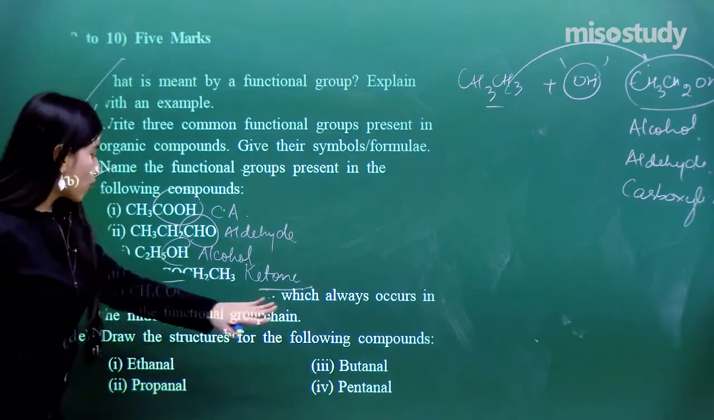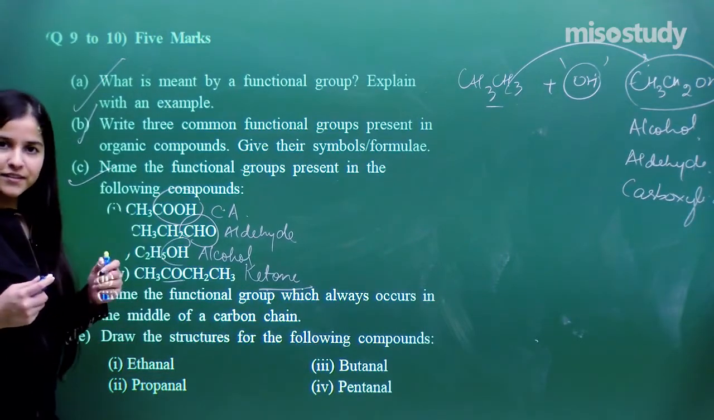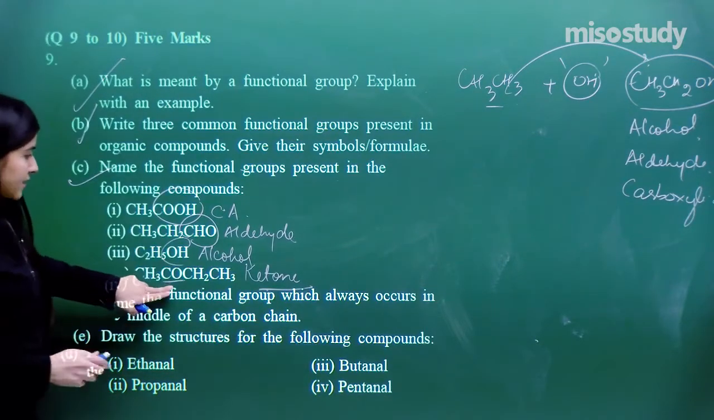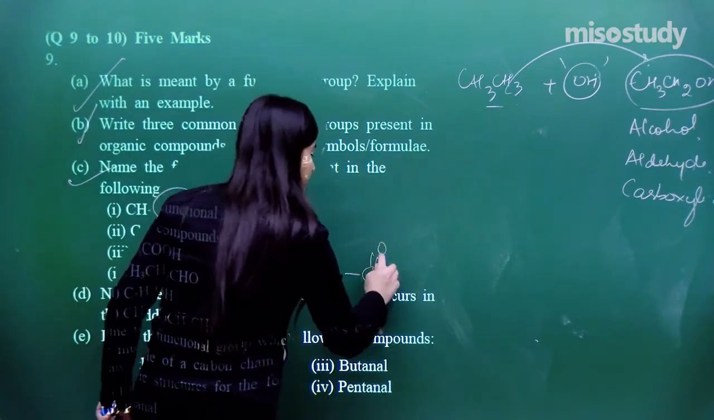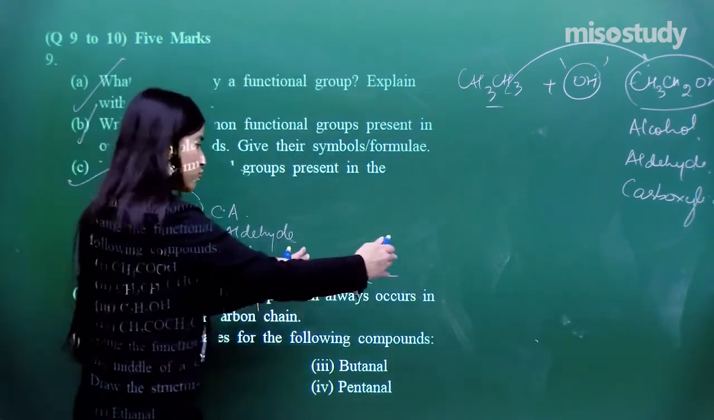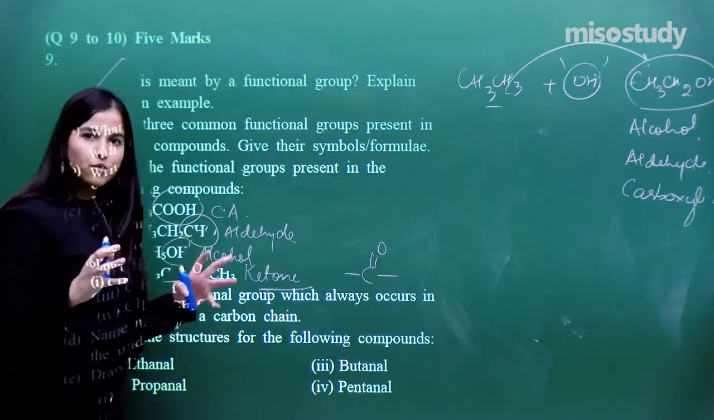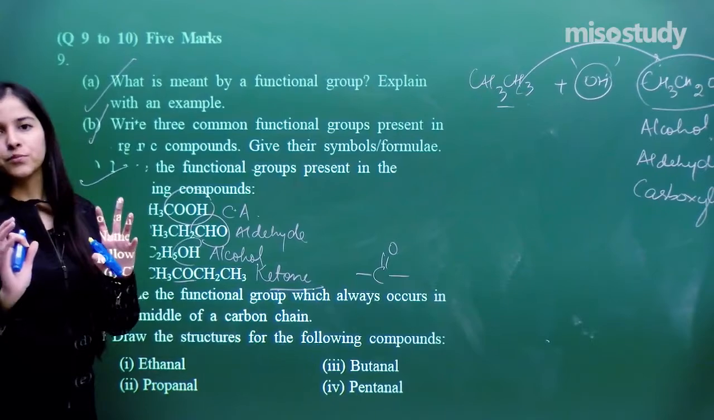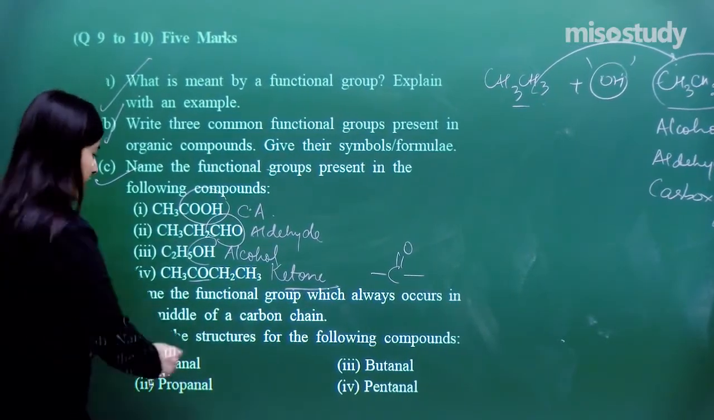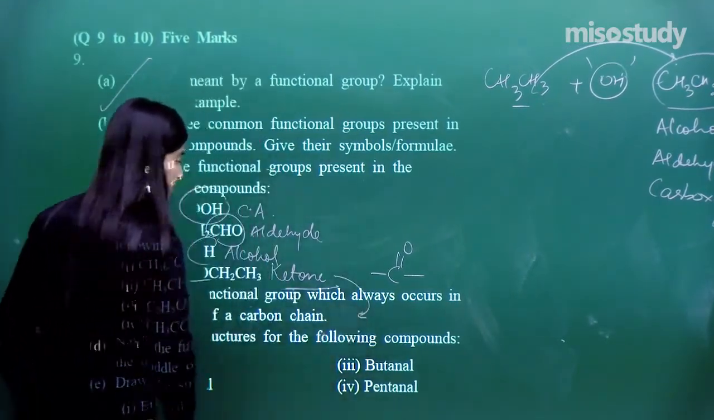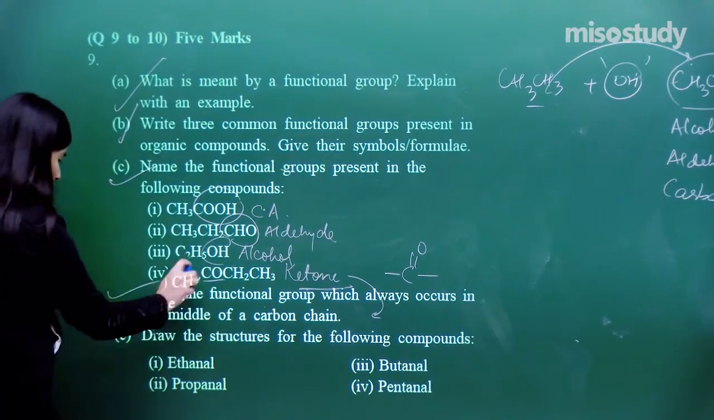Next one. Name the functional group which is always occurring in the middle of the carbon chain. Middle of the carbon chain, the ketone. The carbonyl group is always in the middle. And the 2 valencies, or I can say the vacancies, are there which will accommodate 2 R groups, 2 alkyl groups. Fine. So this is going to be again ketone as the answer. So this one also done.